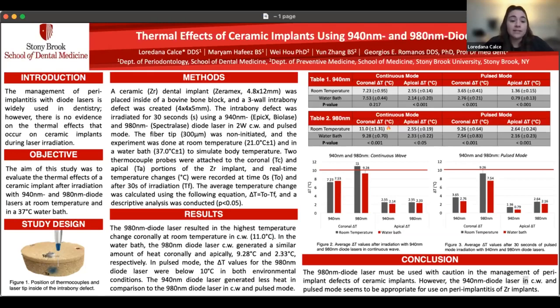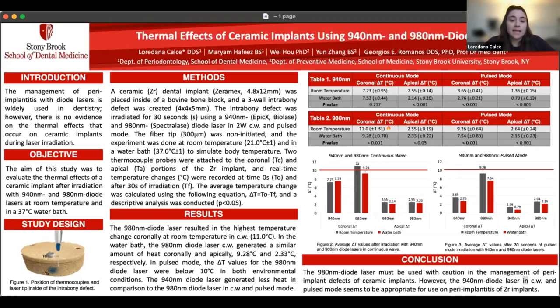However, there is no evidence on the thermal effects that occur on the ceramic implants during laser radiation. For this study, our goal was to evaluate the thermal effects of a ceramic implant after irradiation with a 940 nanometer and 980 nanometer diode laser at room temperature and in a 37 degrees Celsius water bath.